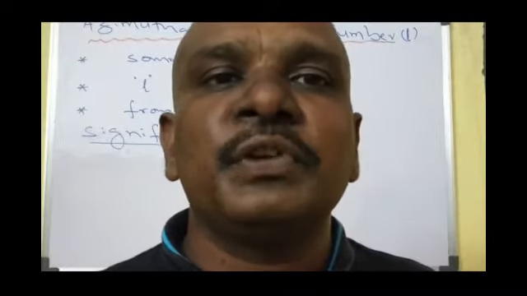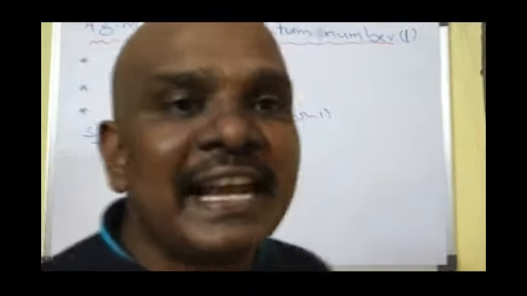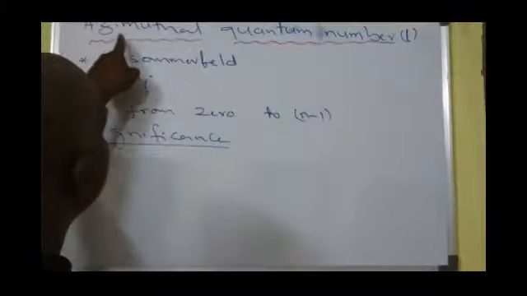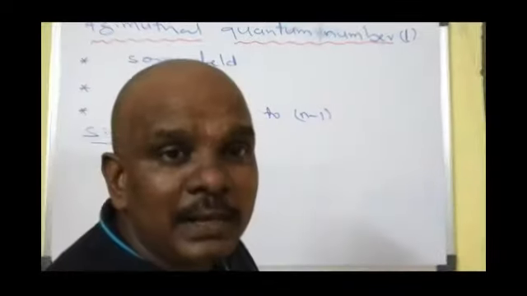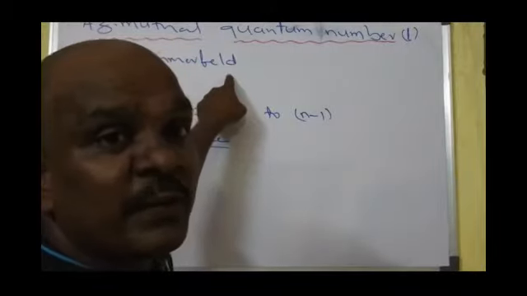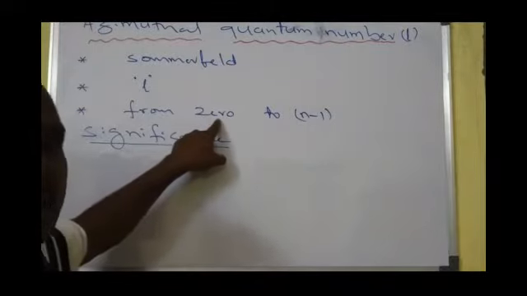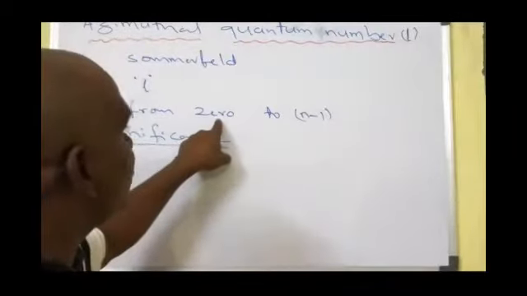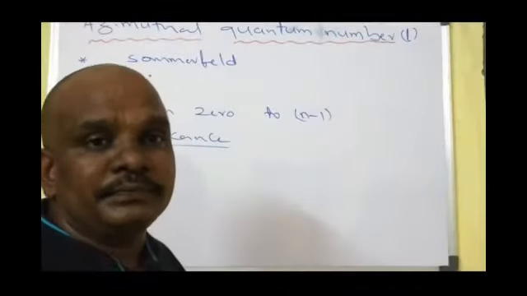Today we discuss the azimuthal quantum number. This is the second quantum number. The azimuthal quantum number is indicated by small l. It was proposed by Sommerfeld, and the values of the azimuthal quantum number are from 0 to n minus 1.